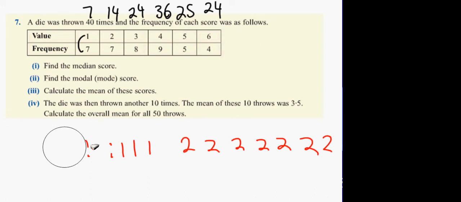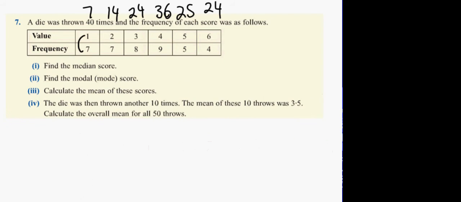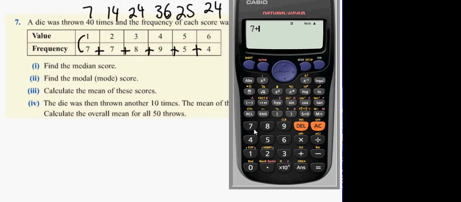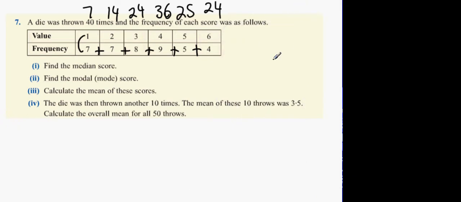Now, the next part is find the median score. What we have to figure out is how many times did we do this. To find out how many times we did it, we add up all the frequencies together, if it doesn't already tell you in the question. So what you do is you add up 7 plus 7 plus 8 plus 9 plus 5 plus 4. It should happen 40 times because the question tells us it's shown 40 times. Well, let's check it out anyway to see if all the scores are included. 8 plus 9 plus 5 plus 4, 40. So lads, the bottom line is the total number of frequencies is how many times it actually happens.